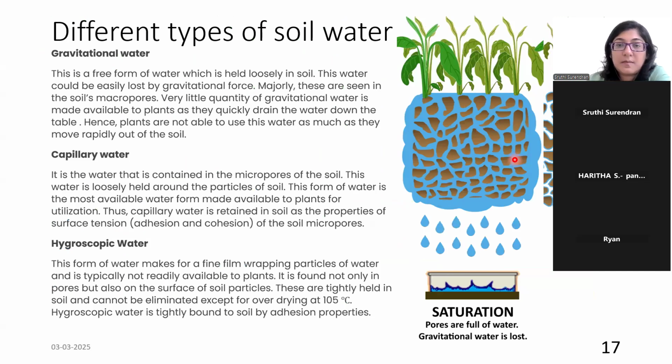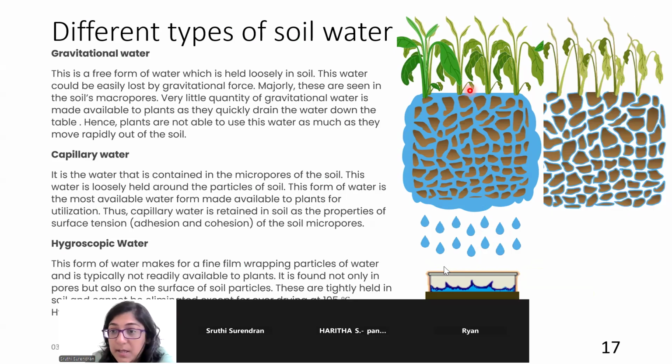Now, this water that is available, the water that flows off as a result of the gravitational force is called the gravitational water. In terms of plant, this water is not available to plant because it cannot exert as much force equal to the gravitational force to take up the water. The water that is available to the plant is called the capillary water.